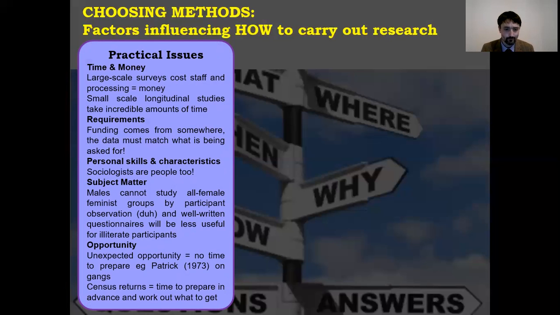There's also subject matter. So for example, participant observation, I've already said I'd enjoy it, but if I wanted to learn about, I don't know, a feminist group made up entirely of females, short of disguising myself heavily, I'm not sure I could really get away with a participant observation. I don't think that's going to work terribly well. And indeed, if I wanted to learn what the opinions of less literate people were, a well-written questionnaire ain't going to work because they're less literate. They can't read it. Or at least they can't read for the meaning that I'd want them to get. Do you see what I mean?